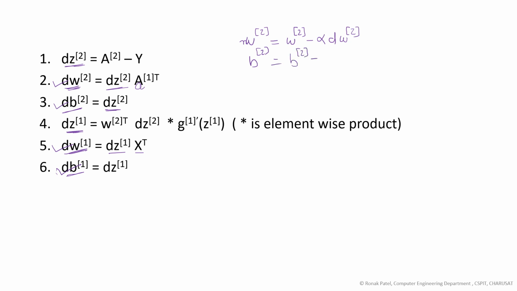Similarly for B2: B2 minus alpha dB2. For W1: W1 minus alpha dW1. For B1: B1 minus alpha dB1. Right, so this way you can update your biases and weights.